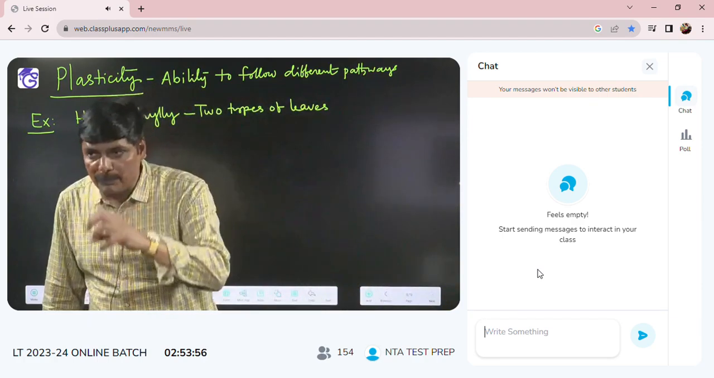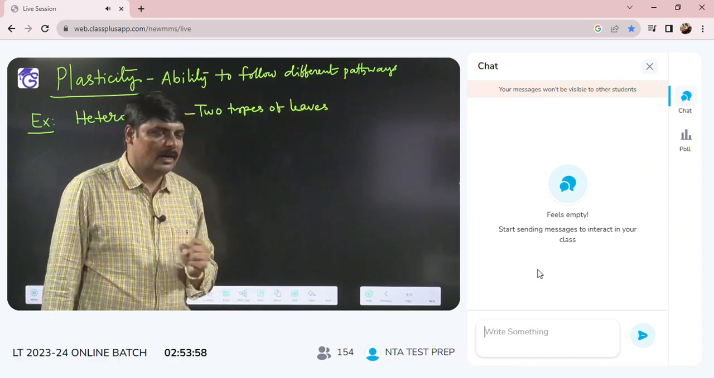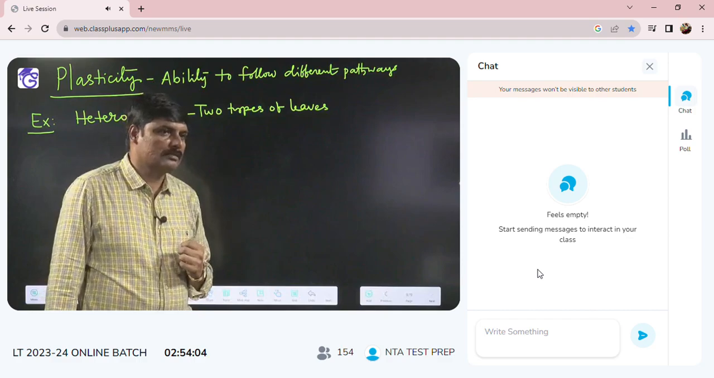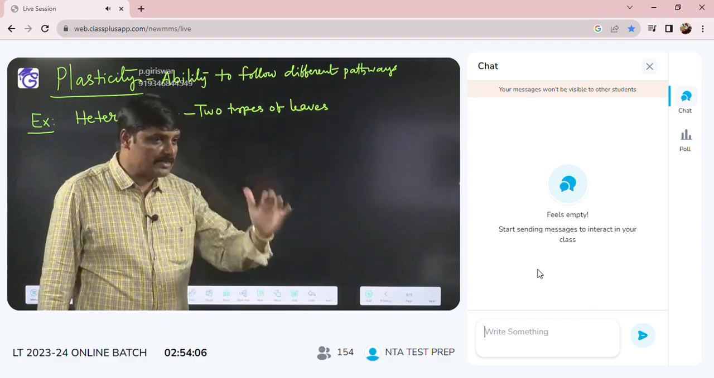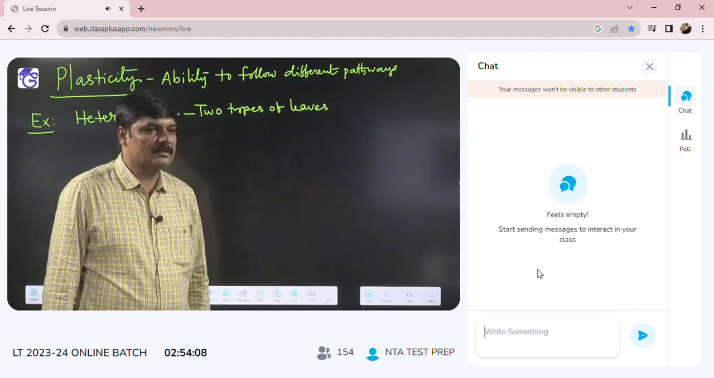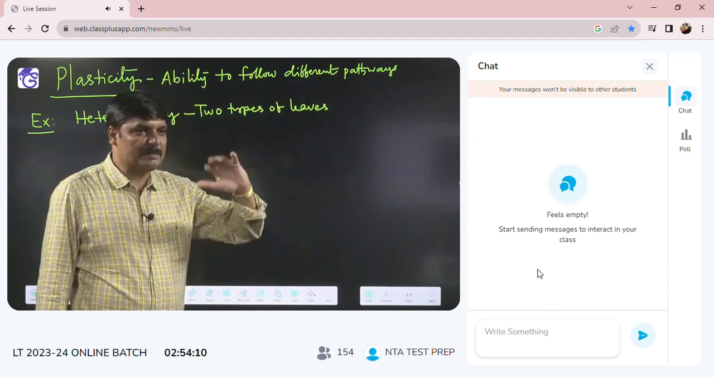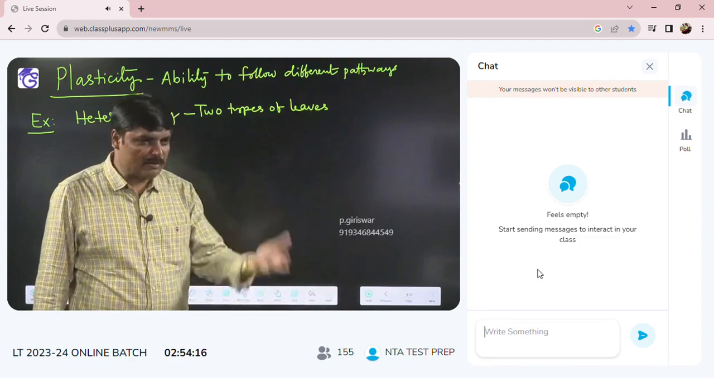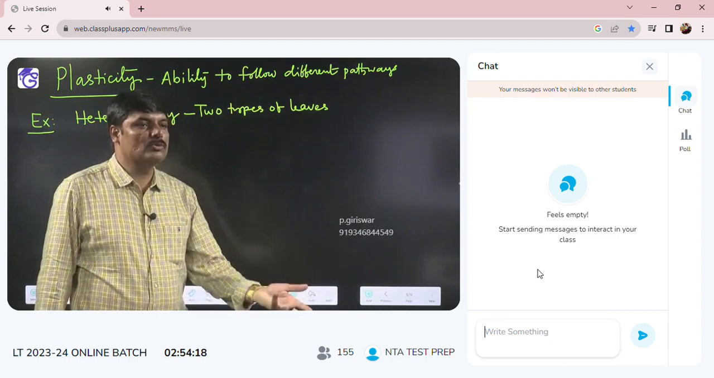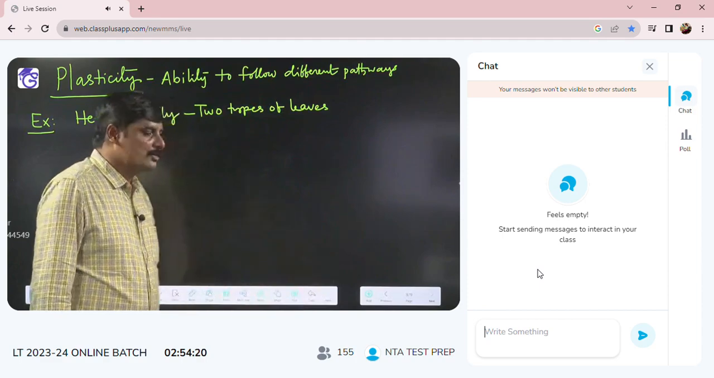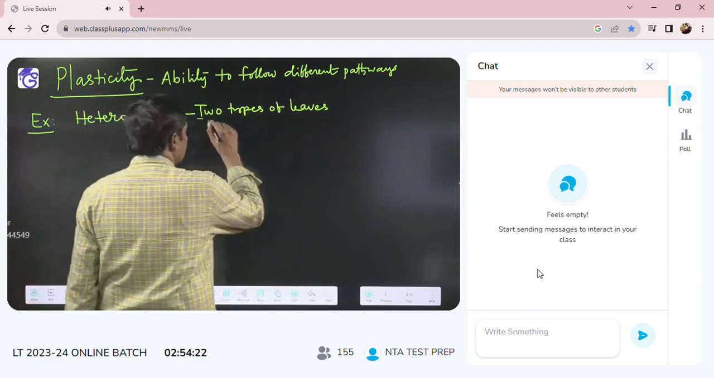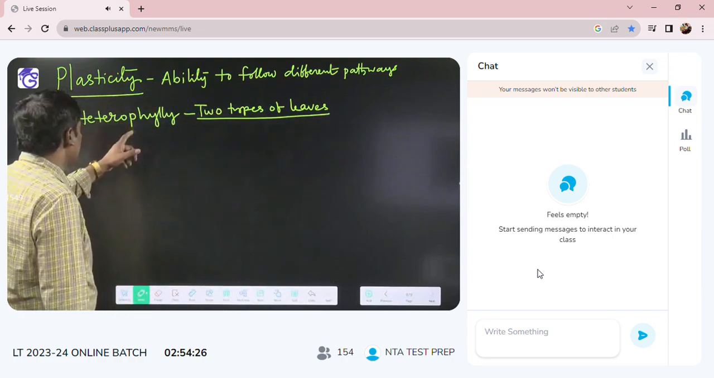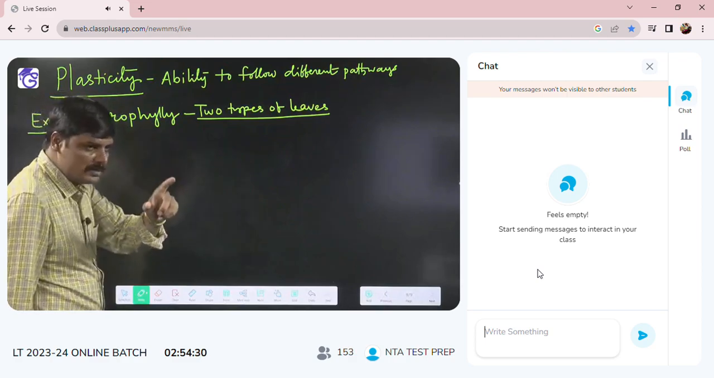But in some plants, on the same plant, two types of leaves are present. Or during the young stage, one type of leaf is present, and at maturity the shape of the leaf may change. That is due to either environmental changes or developmental changes. So such formation of two types of leaves on the same plant is called heterophyly. Heterophyly is the best example for plasticity.